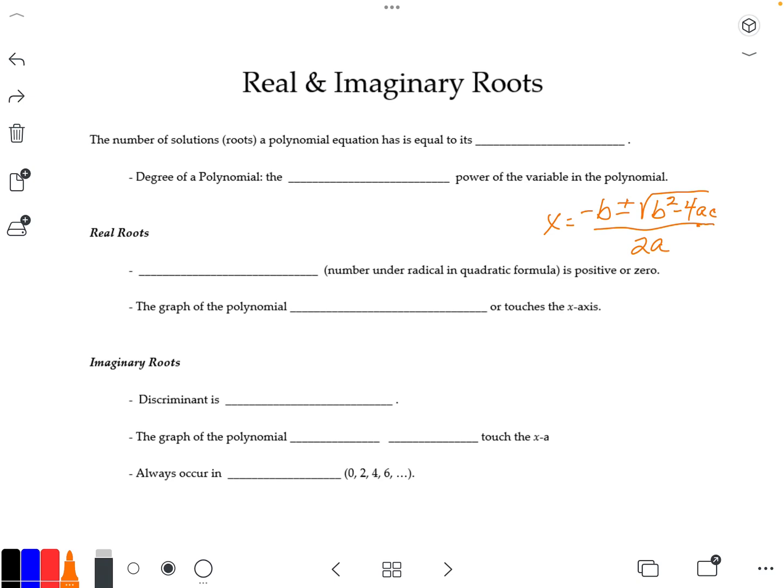Remember, solutions to an equation have lots of different names: solutions, roots, x-intercepts, solution set, zeros. They all mean the same thing. But most of the time I'm going to call them roots here.